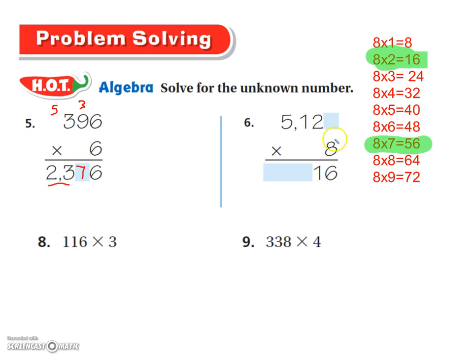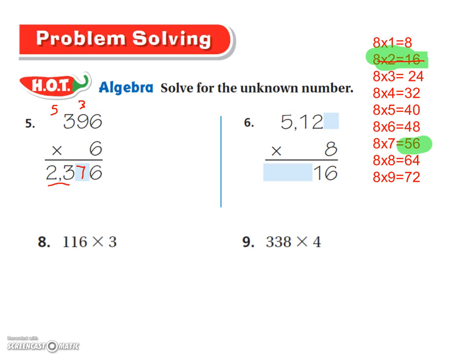So I'm going to say 8 times 2 is 16. 2 times 8 is 16. I carry the 1. 8 times 2 is 16 plus 1 is 17. Well, this is not a 7. So it can't be this one. So it must be the other one.